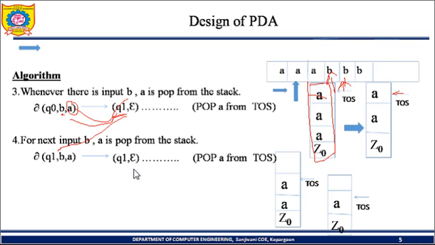Whenever B input is there, we are going to delete the topmost symbol. So now the second A is deleted. Now the top of the stack is decremented by 1. So inside the stack only AZ0 is left and the top of the stack is pointing to the first A.